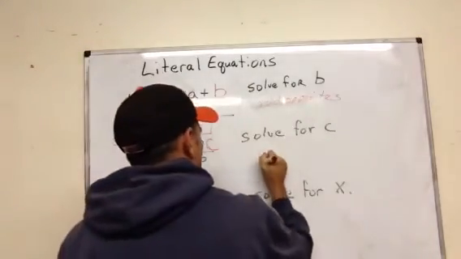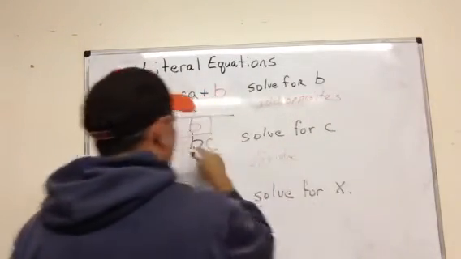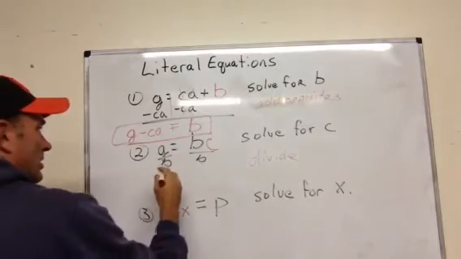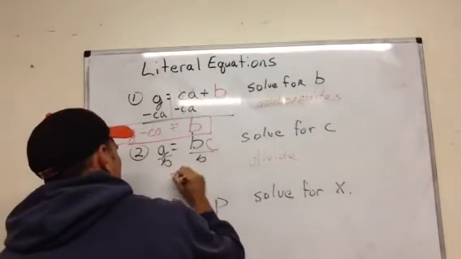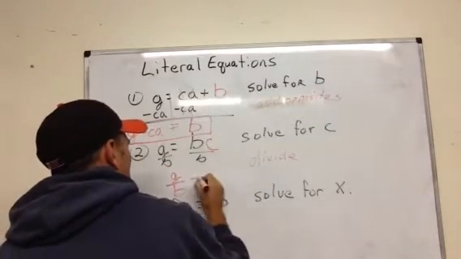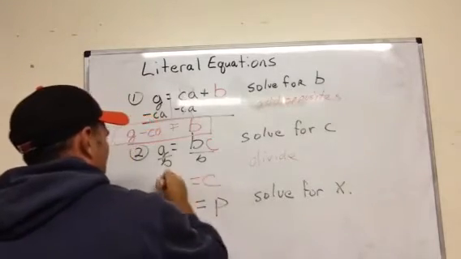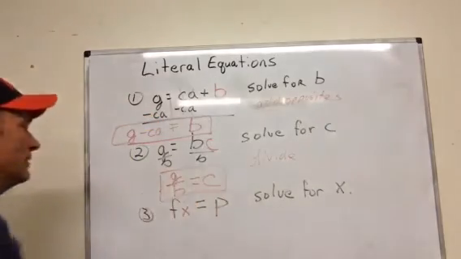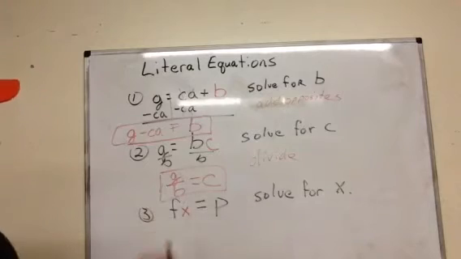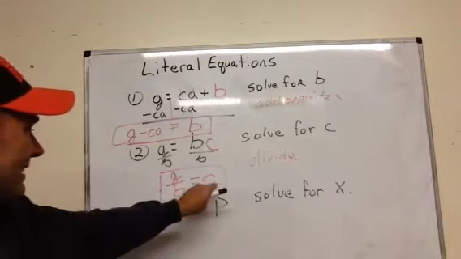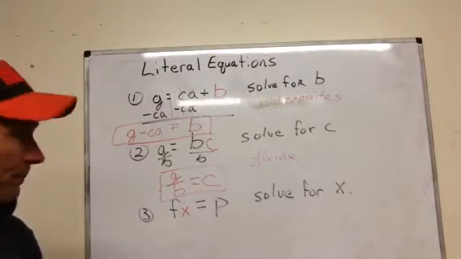So we're going to divide, in this case, because it's the opposite of multiplication. So our final answer is just G over B equals C. We did that in one step, and we solved for C. We got C all by itself.